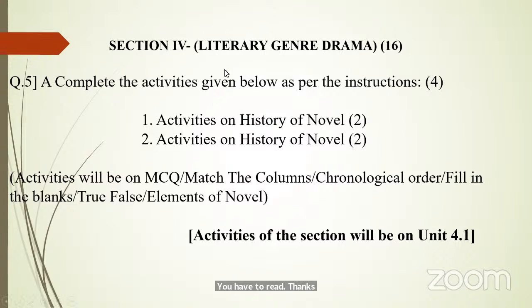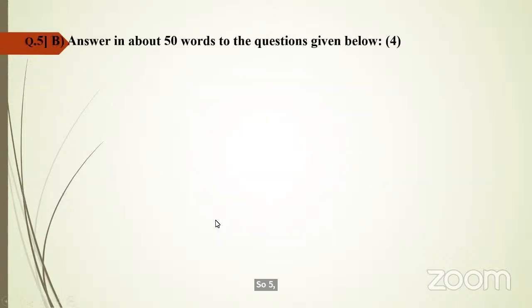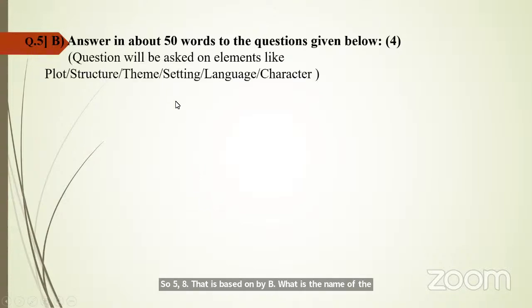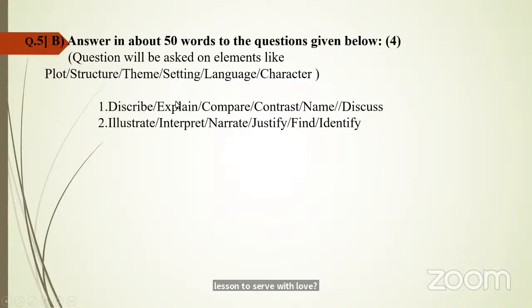So 5A, that is based on 4.1. 5B, what is the name of the lesson? To serve with love. Two questions will be given. That is describe, explain, compare, contrast, name, anything. That is any element of novel will be asked, either characters, any theme, or the background and all. And then you have to write in 50 words only. 50 words, not more than half a page. Don't write in points, write in a paragraph. So this is on To Serve with Love.